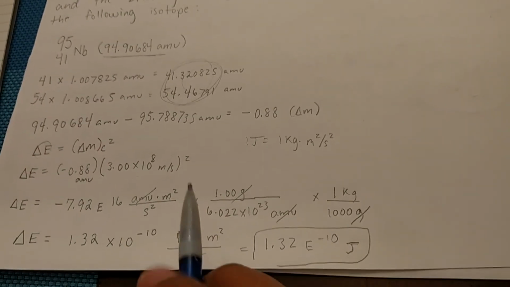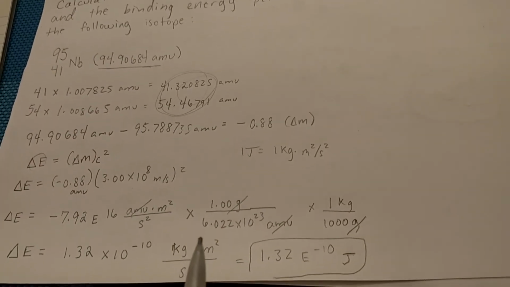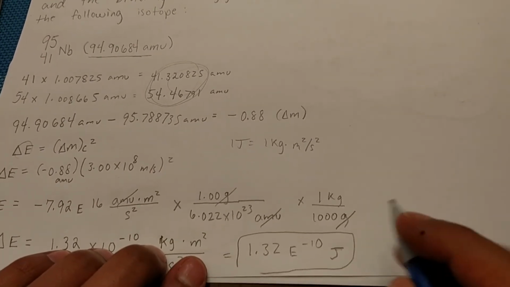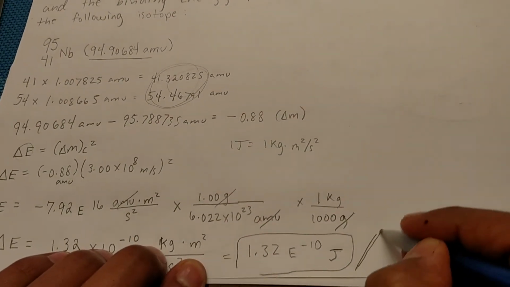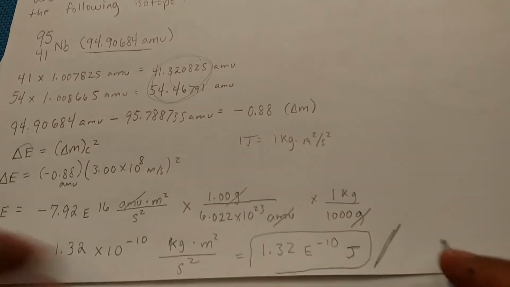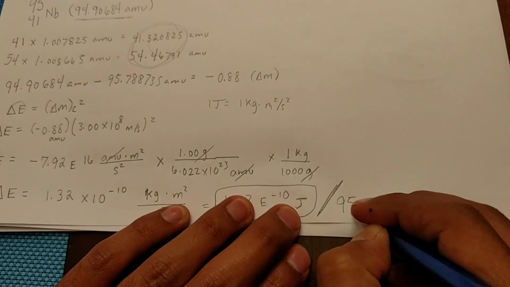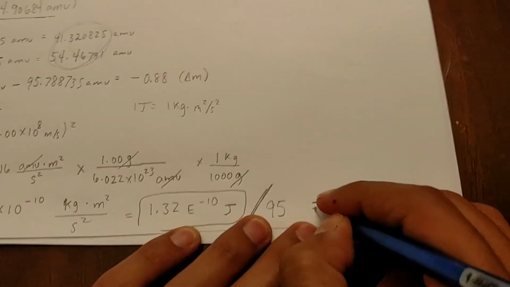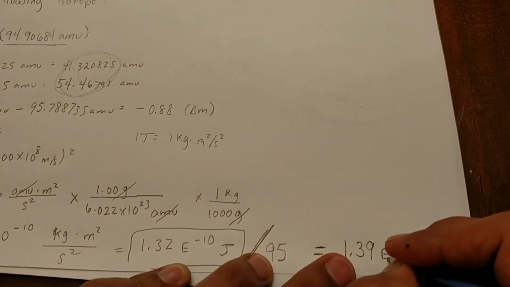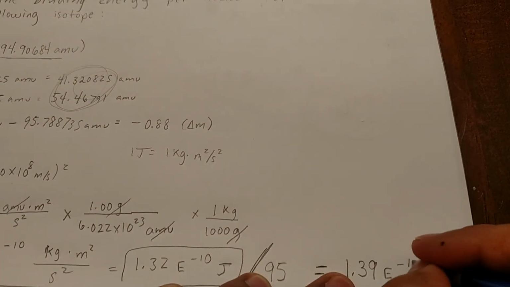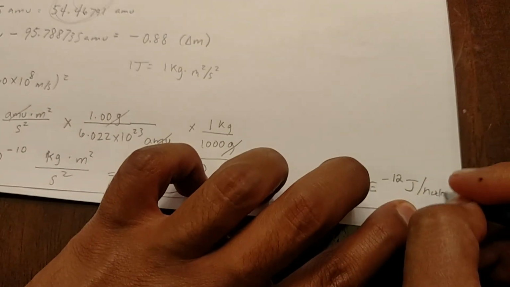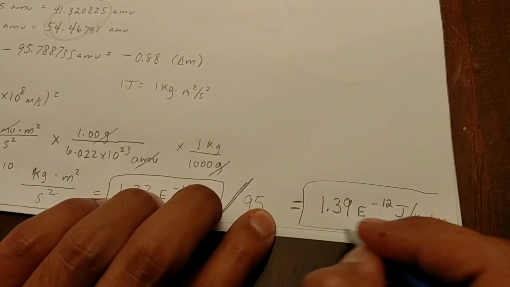But we also have to find the binding energy per nucleon. And to find that, all you have to do is divide the nuclear binding energy by the number of nucleons, which is 95. So you divide that by 95, and you are given 1.39 e to the negative 12 joules per nucleon. And that is your final answer.